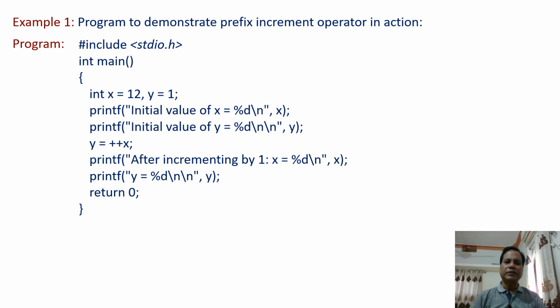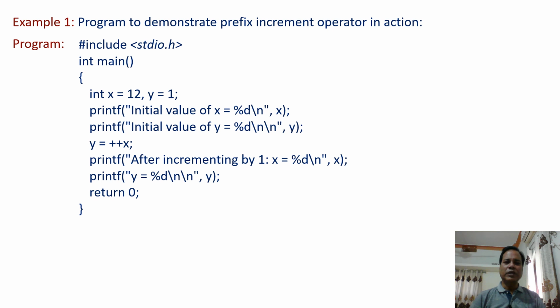Now the next statement is y = ++x. Here the pre increment operator, the prefix increment operator, is there. So in the prefix increment operator, first the value of x is incremented, and here its value is 12. So 12 is incremented and naturally it becomes 13. Then 13 is assigned to the variable y. Naturally the value of y is going to become 13 and also the value of x.